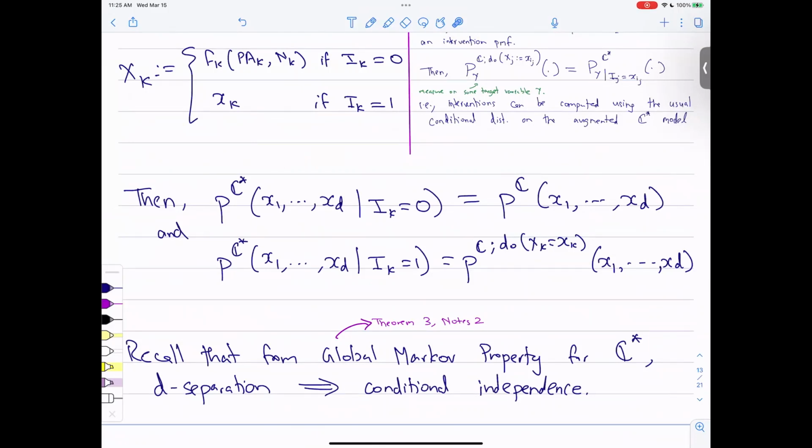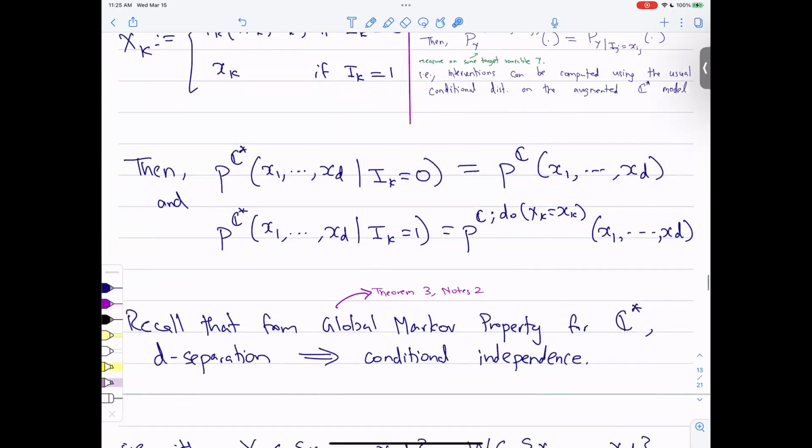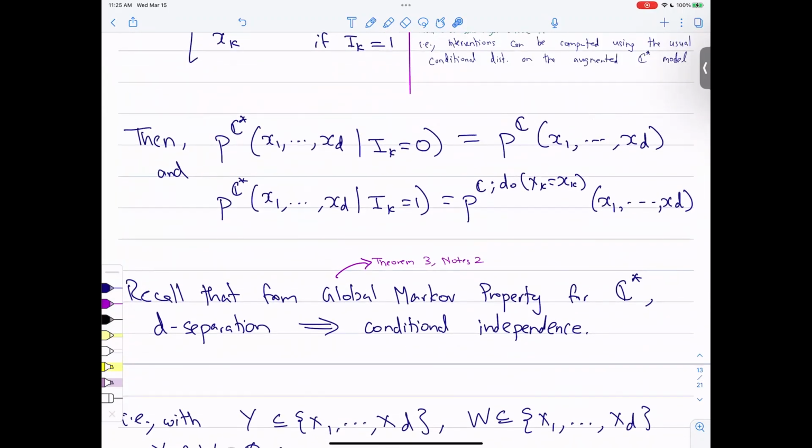In the C star model, the joint distribution on x1 through xd given I_K is 0 is the distribution in the original model of x1 through xd. And when I_K equals 1 in the C star model, it is the interventional distribution on x1 through xd. Note this is not just x2 to xd, this is the whole thing. So note that there's no marginalizing, nothing going on here. This is by construction. Now I will use the global Markov property for C star, the model with one extra I_K.